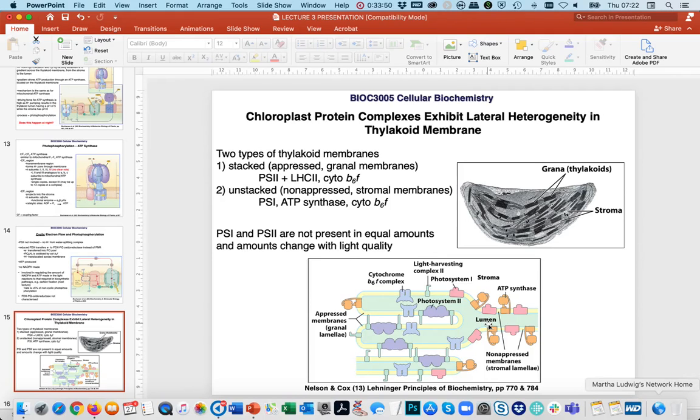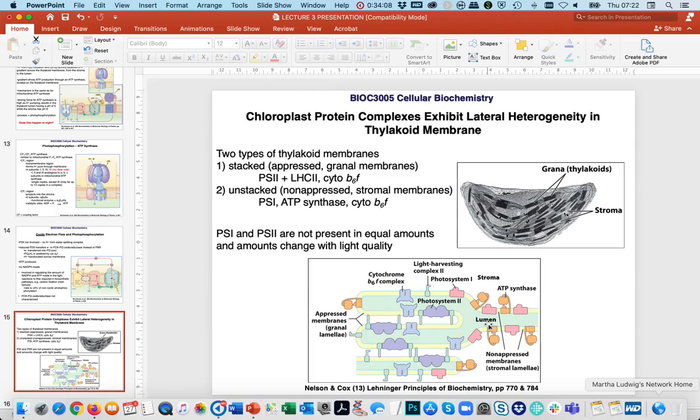It's not a one-to-one correspondence. And it's the same with cytochrome b6f. Cytochrome b6f is associated with both of the photosystems, so it's not necessarily a one-to-one-to-one ratio. Okay?